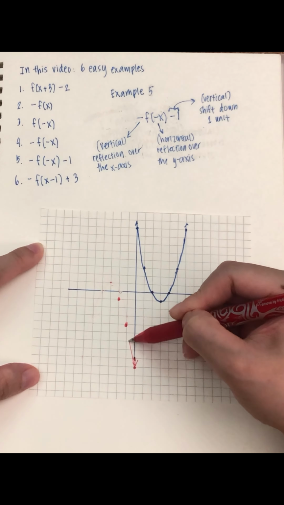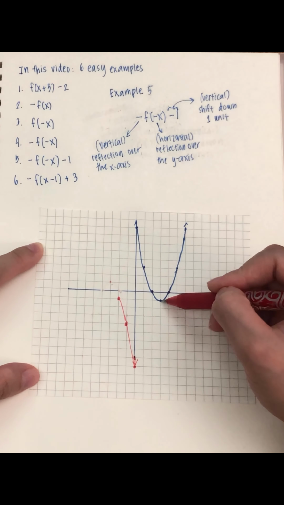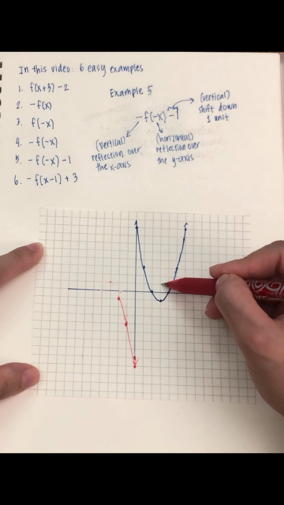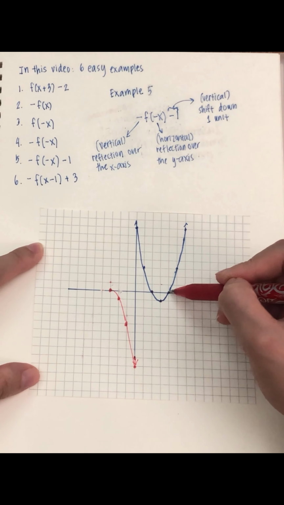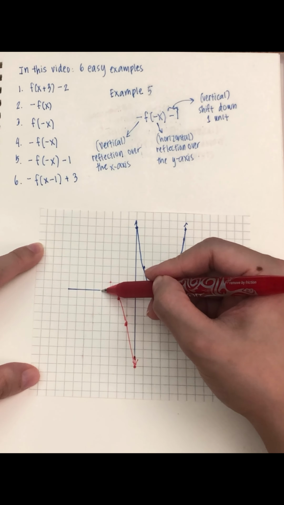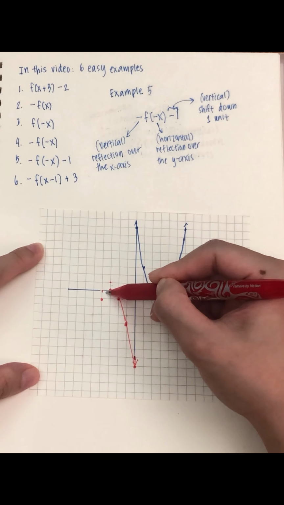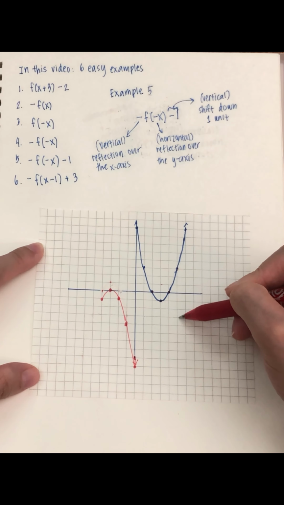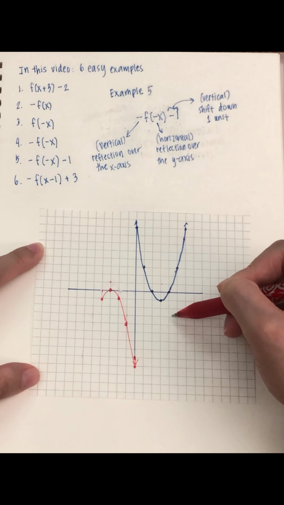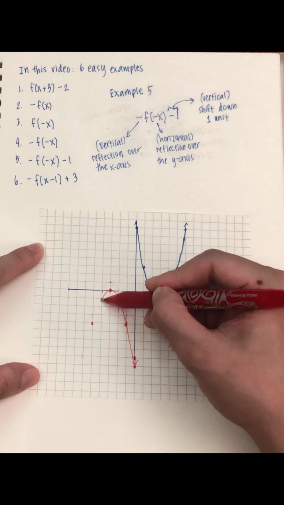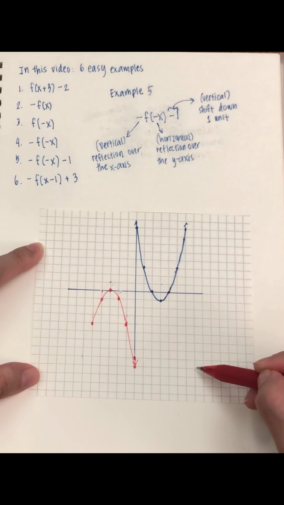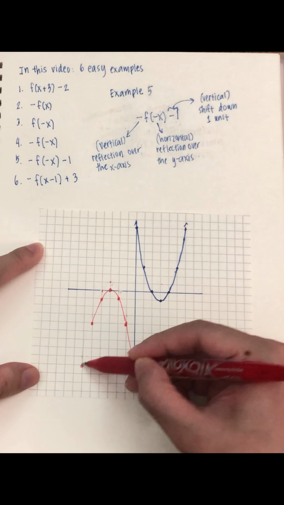This moves there and then down 1 unit. This reflects up, reflects there, and moves down. This stays there, reflects here, goes down 1 unit. This reflects there, reflects there, then it goes down 1 unit. And this reflects here, reflects here, and goes down 1 unit.